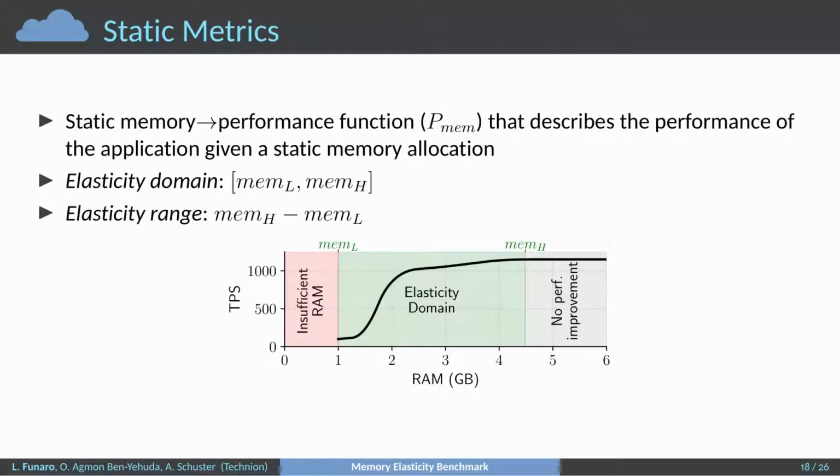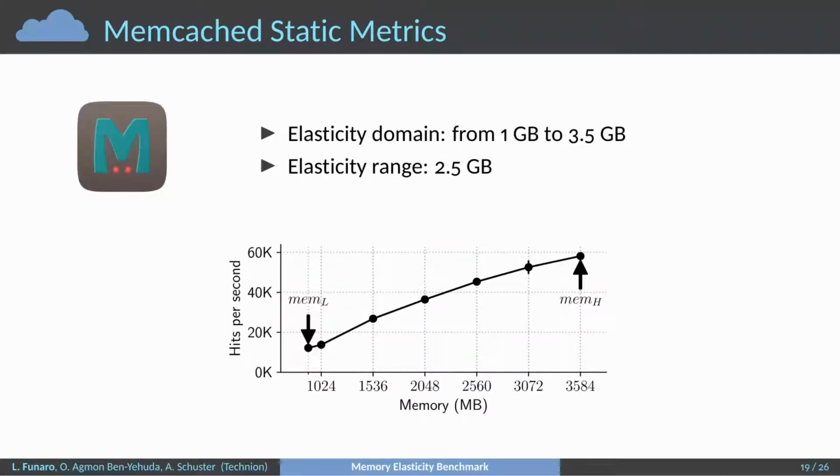First, we look at static metrics, those that measure static scenarios. In the graph we see the memory to performance function called Emem. It shows what will be the performance of the application given different memory limitations. It also shows what is the minimal memory the application can function with, and what is the maximal memory that the application can still use to improve its performance. Let's look at Memcached for example. In our Memcached workload, its elasticity domain was from 1 to 3.5 GB. This means it has an elasticity range of 2.5 GB.